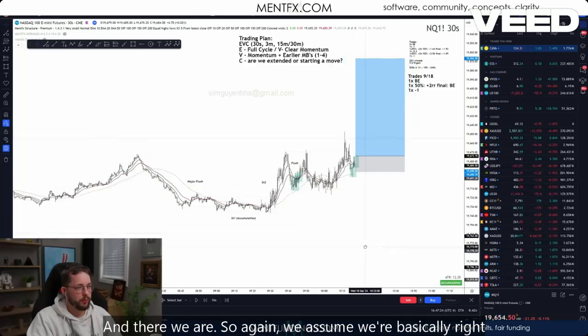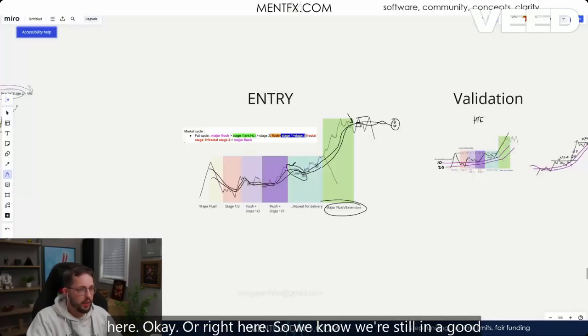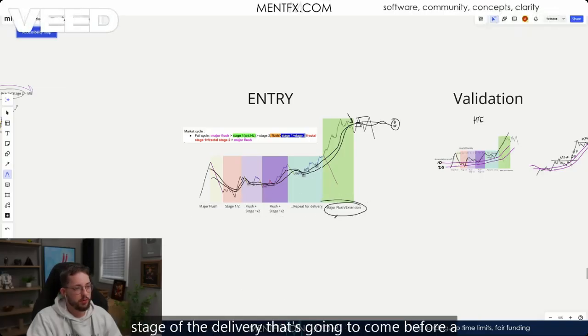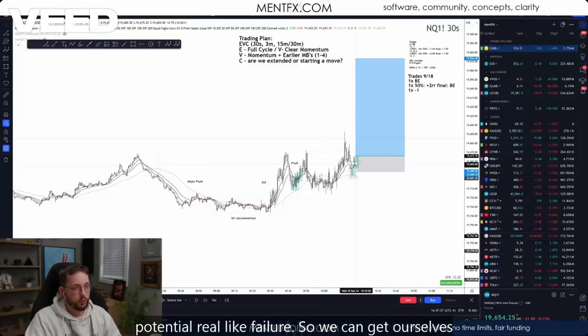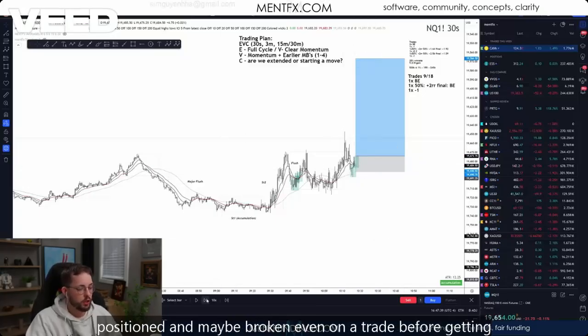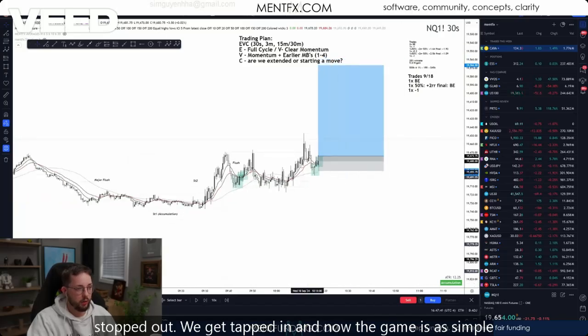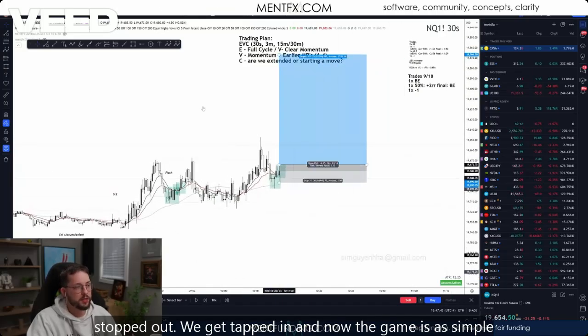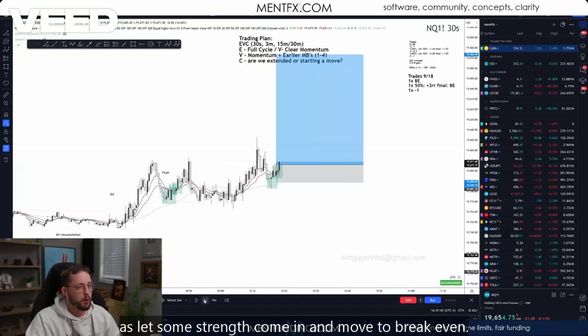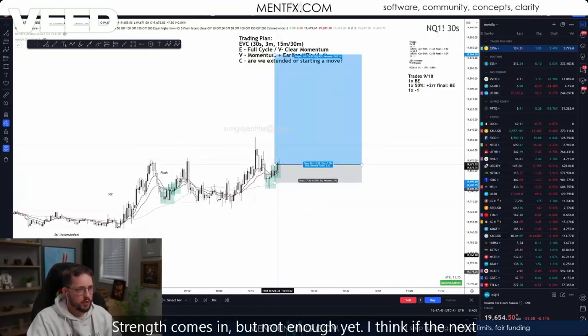And there we are. So again, we assume we're basically right here, okay, or right here. So we know we're still in a good stage of the delivery that's going to come before a potential real failure. So we can get ourselves positioned and maybe break even on a trade before getting stopped out. We get tapped in, and now the game is as simple as let some strength come in and move to break even. Strength comes in, but not enough yet.